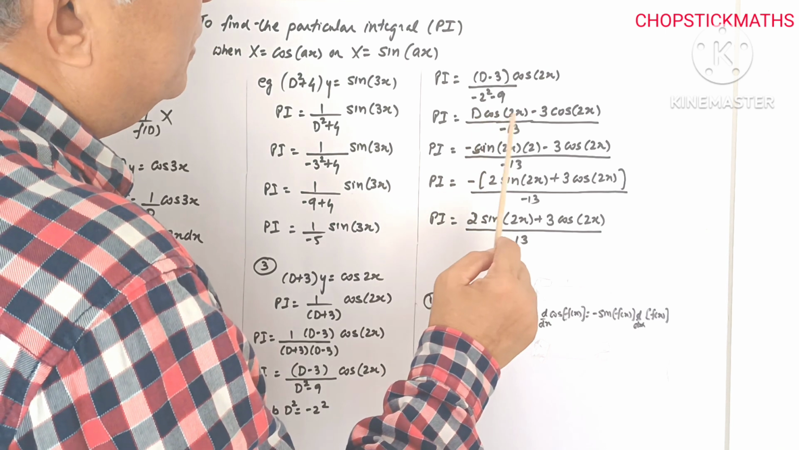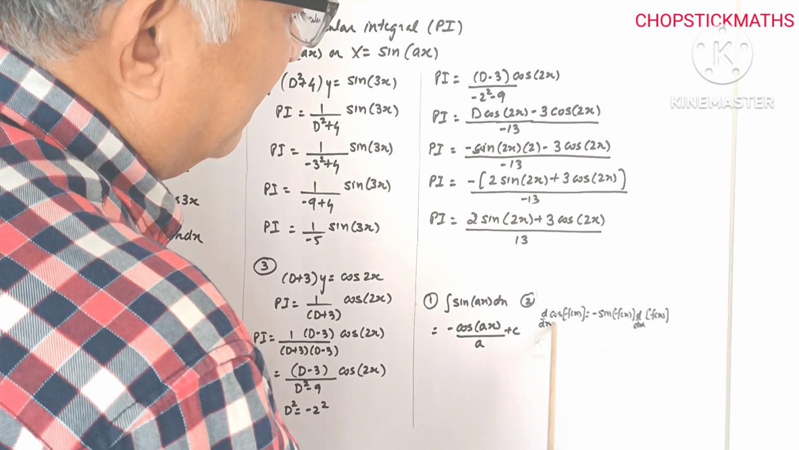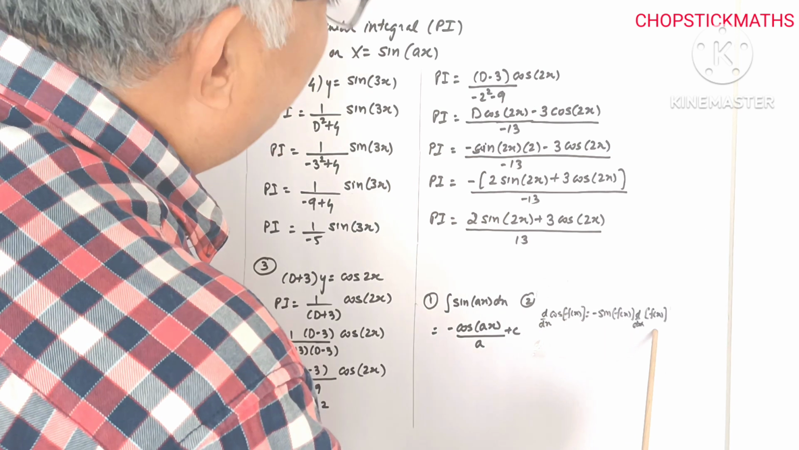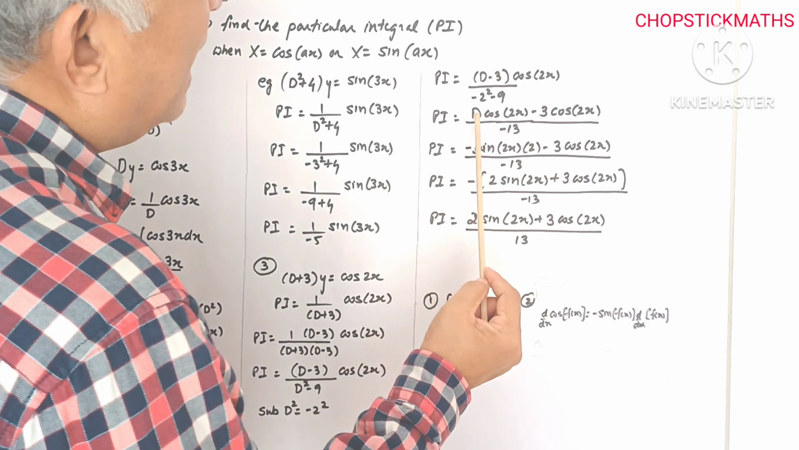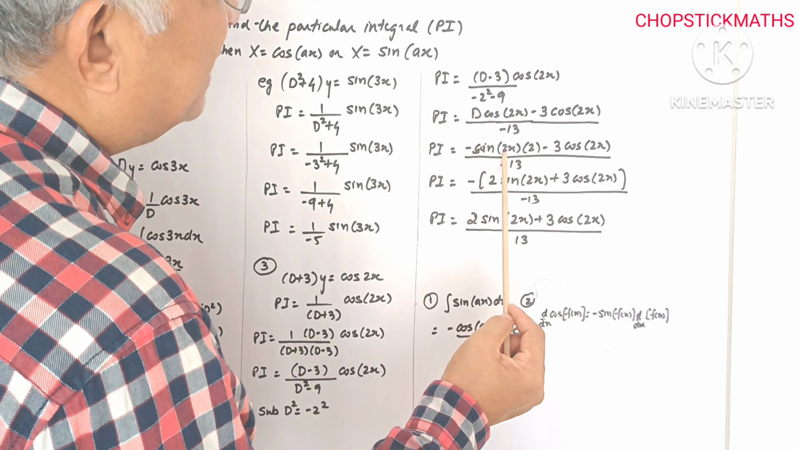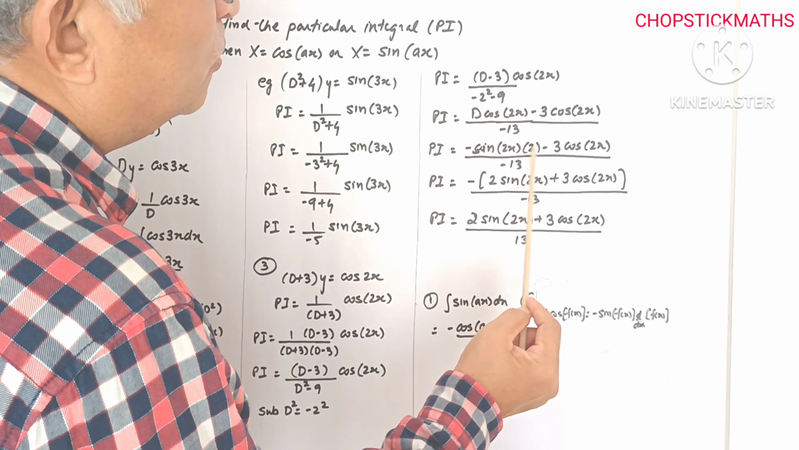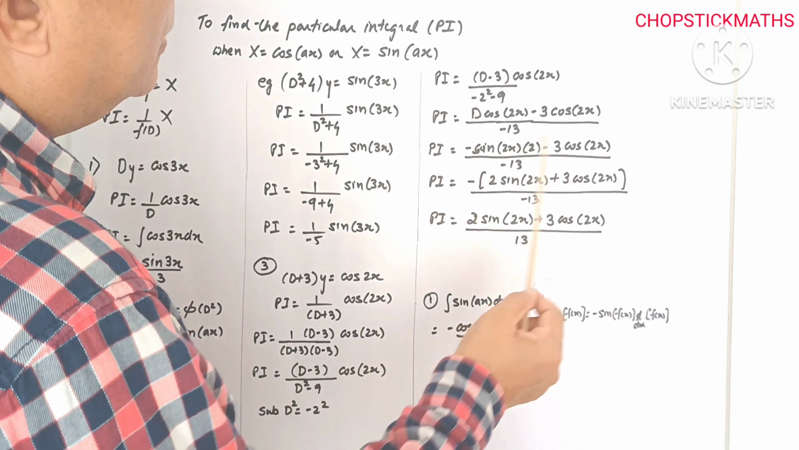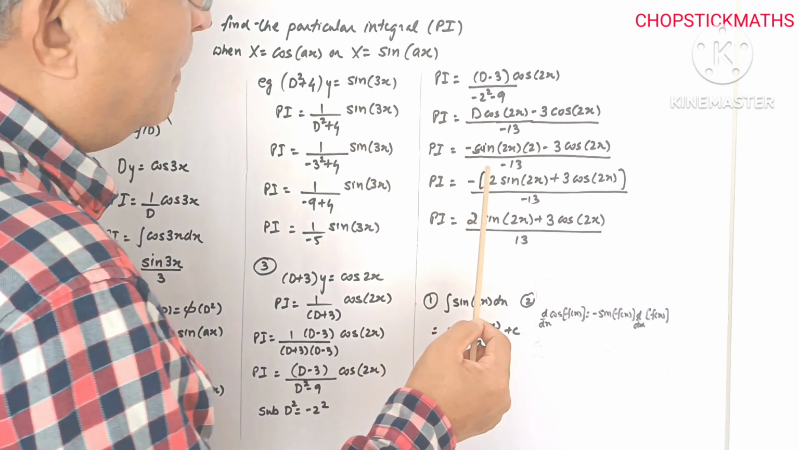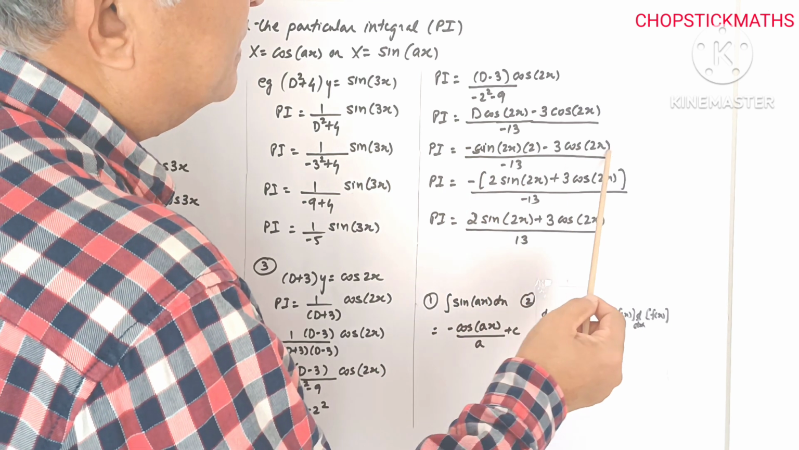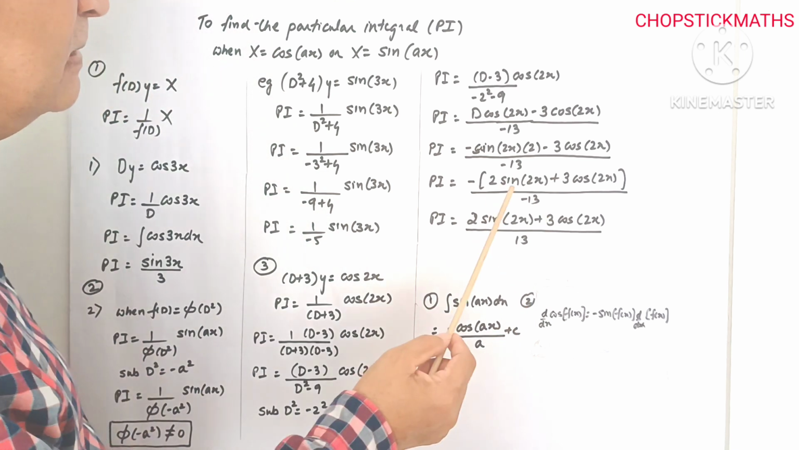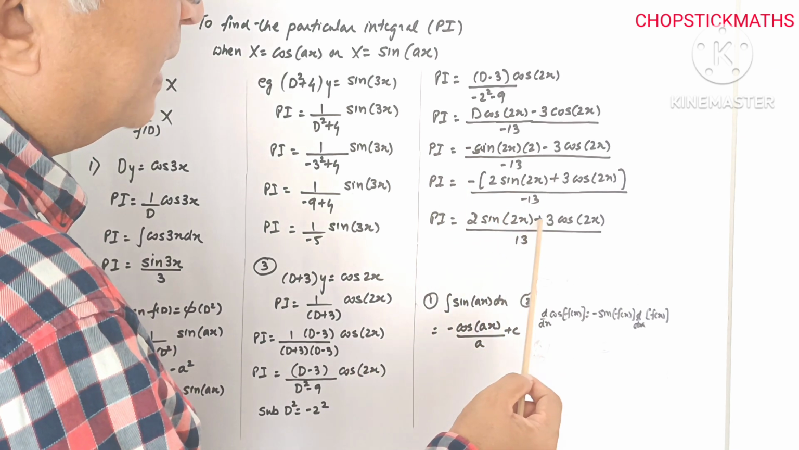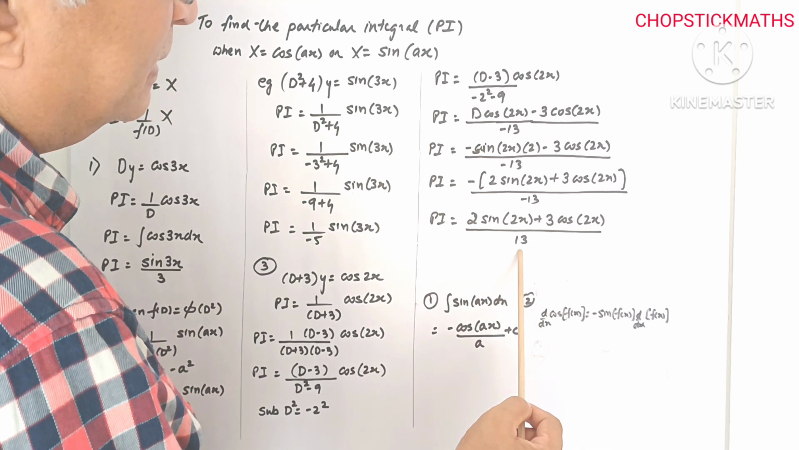Therefore, PI will be equal to, now D is the differential operator. So, D of cos 2x, here is the formula: d/dx of cos f(x) is −sin f(x) into d/dx of f(x). Therefore, D of cos 2x is −sin 2x into the derivative of 2x, that is 2, minus 3 cos 2x upon −13. Therefore, PI is equal to, taking the negative sign outside, −(2 sin 2x + 3 cos 2x)/(−13). Here the negative sign cancels, so PI is equal to (2 sin 2x + 3 cos 2x)/13.